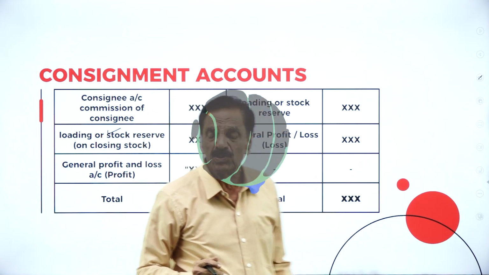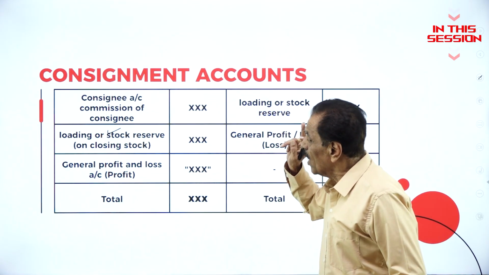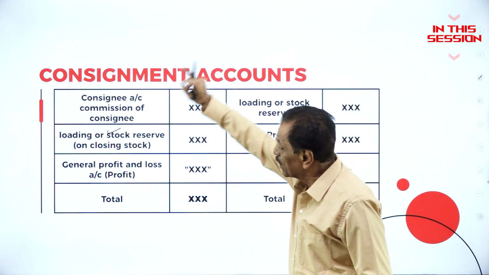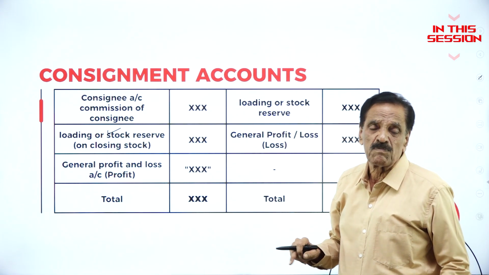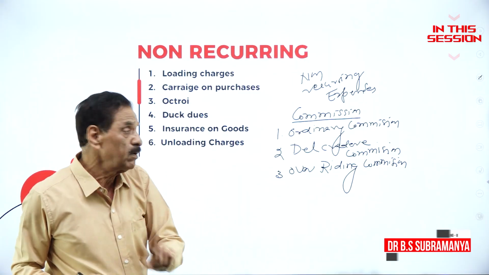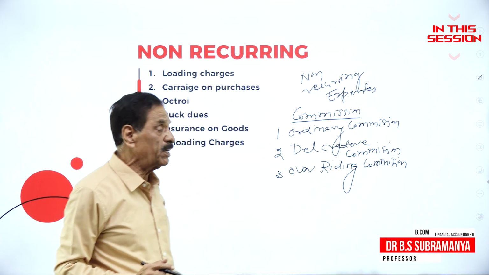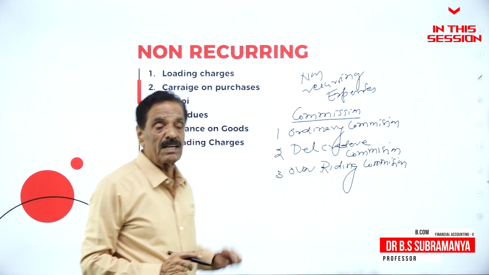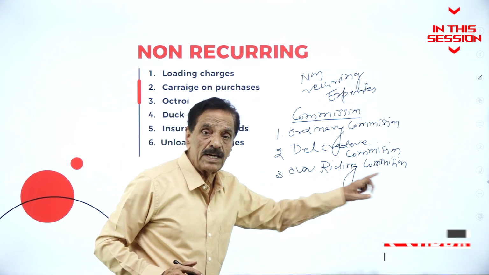When the goods have been sent at the invoice price, you have to bring out the difference between the invoice price and the cost price. There are three types of commission. One is called ordinary commission, second one is called del credere commission, third one is called overriding commission.